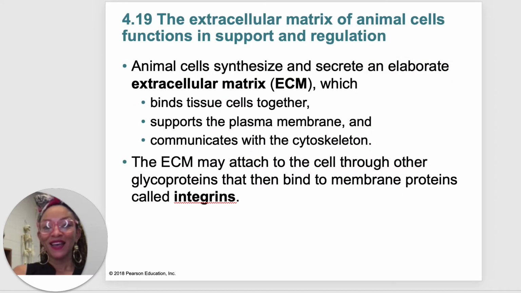All right, so a couple more things dealing with the cell. The extracellular matrix of animal cells functions in support and regulation. So animal cells actually make and then kind of spit out something called an extracellular matrix. And this, of course, is on the outside of the cell to help it with its function, support, all that kind of stuff. It binds tissue cells together. It supports that plasma membrane, which is the outside of the cell, and it also helps with communication. Okay, so the ECM can also attach to other cells through membrane proteins called integrins.